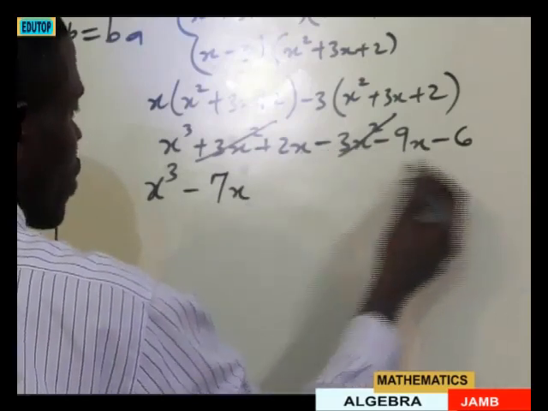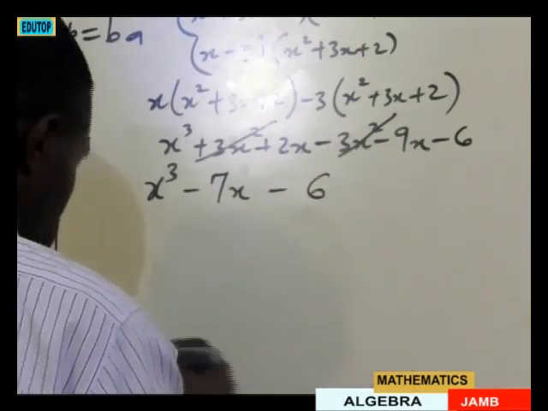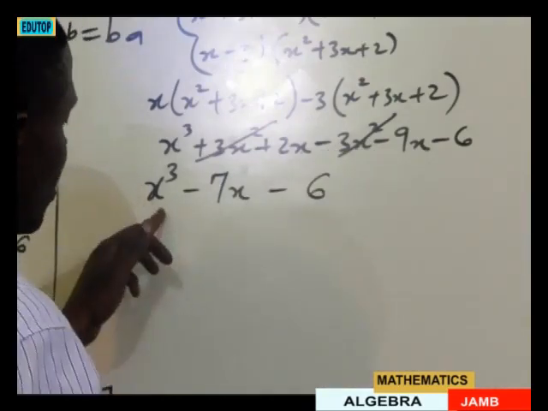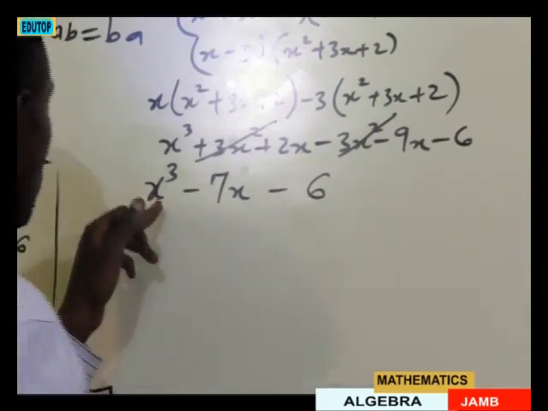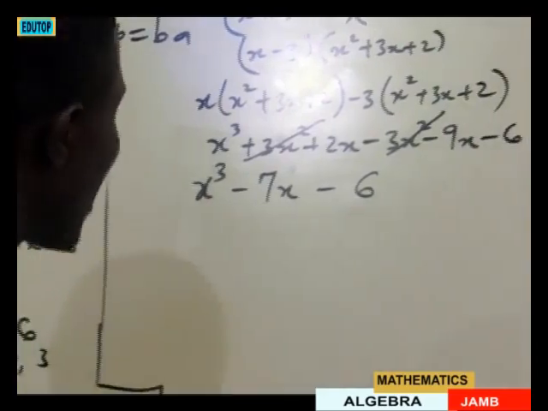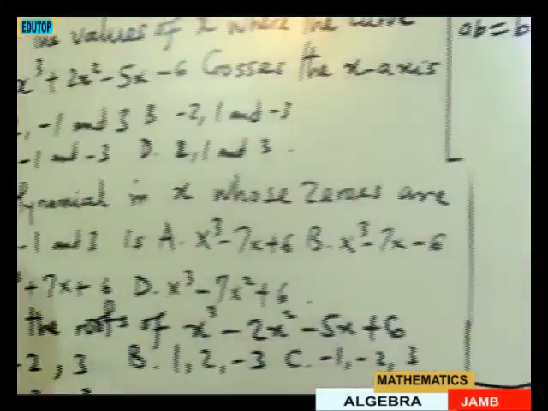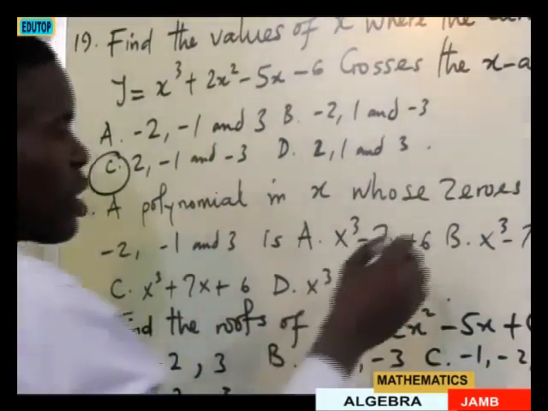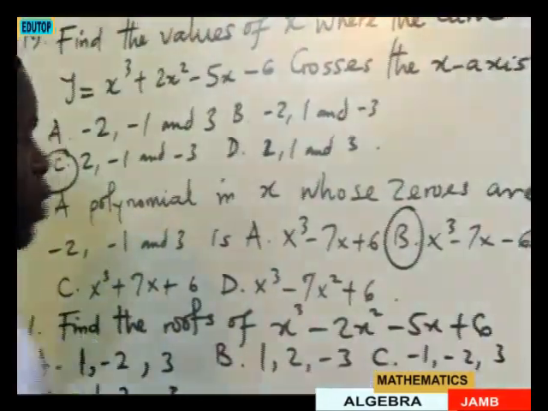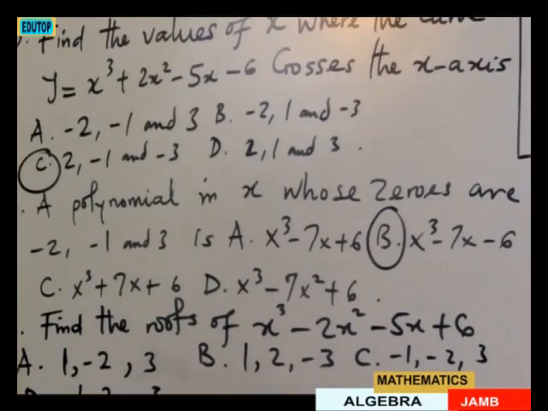What is the last one? The constant, minus 6. So we go to our option and pick the option that correlates to this. X cubed minus 7x minus 6. So by so doing, let's see the one that will definitely fit in. The option B will fit in. So x cubed minus 7x minus 6.